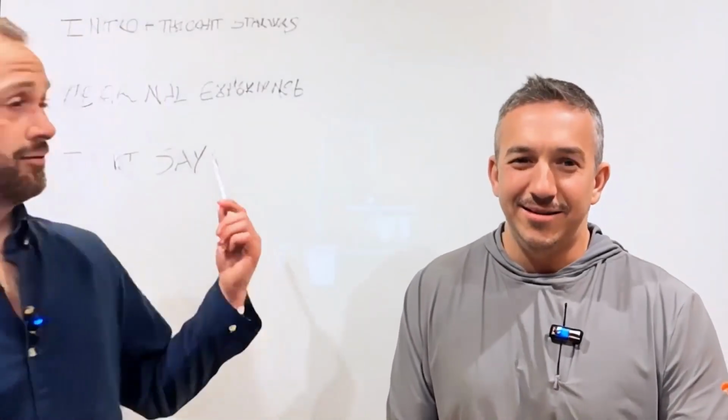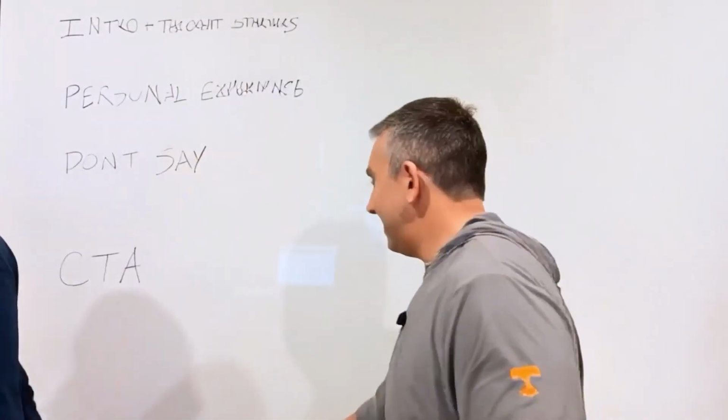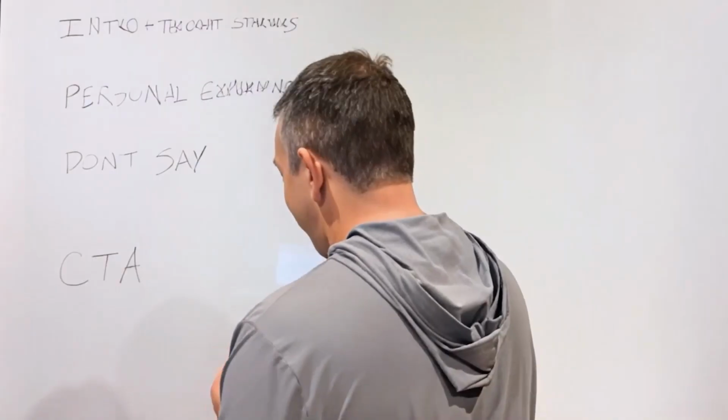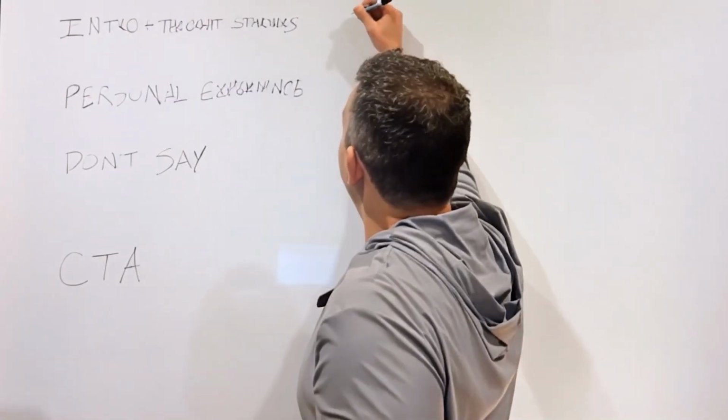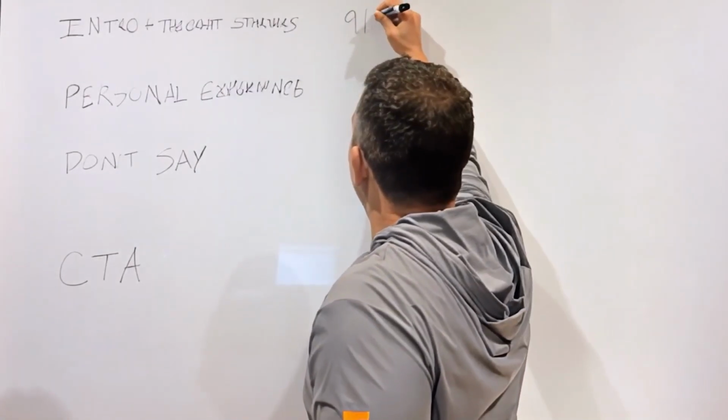Okay. Overall, you want to score it on the board. How did it go? Yeah. Let's go here. All right. So intro and thought starters. I'm going to give it a 9 out of 10. I enjoyed the intro and thought starters.